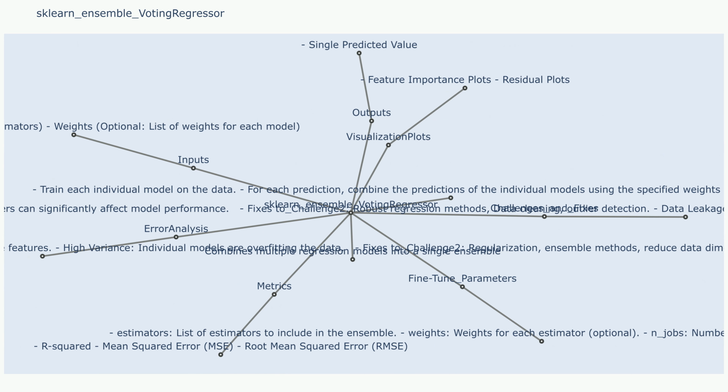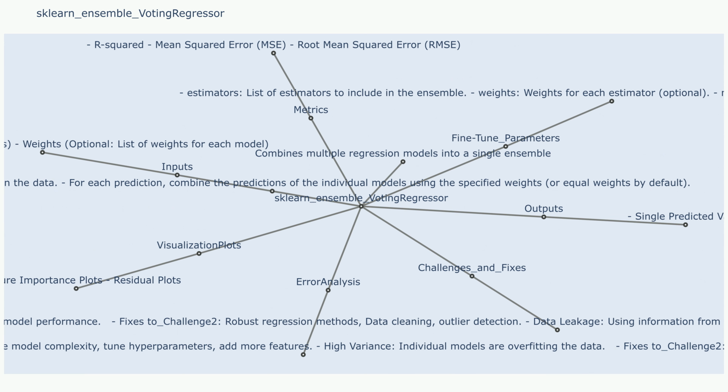Sample use case that resulted in challenge 1: a voting regressor is used with multiple decision tree models trained on a small dataset. The individual trees overfit to the training data, resulting in poor generalization performance on unseen data.